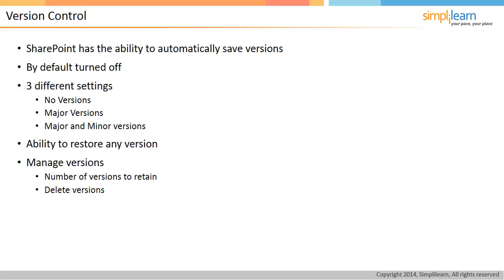You can also do this manually from the version history page by clicking the link to delete all or delete minor versions. This will then only keep the current major version in the library.